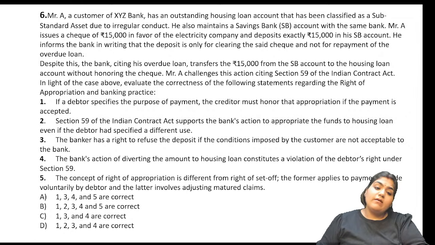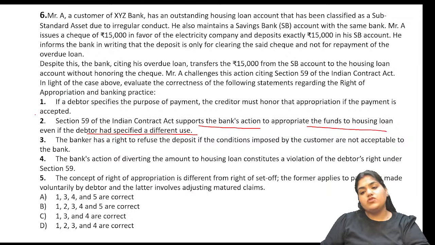Section 59 of the Indian Contract Act supports the bank action to appropriate the funds of the housing loan. Even if the debtor has specified a different use, first we listen to the customer. If the customer does not tell us, we use it as per our own wish. Bank should have honored the request of Mr. A. The debtor specifies the purpose of the payment. The creditor must honor it.